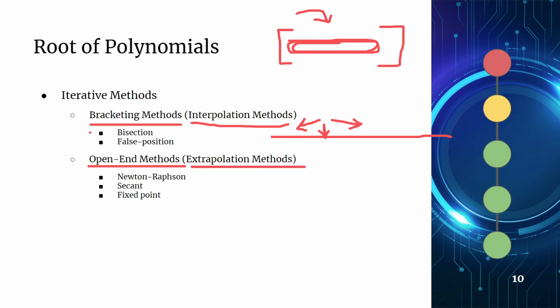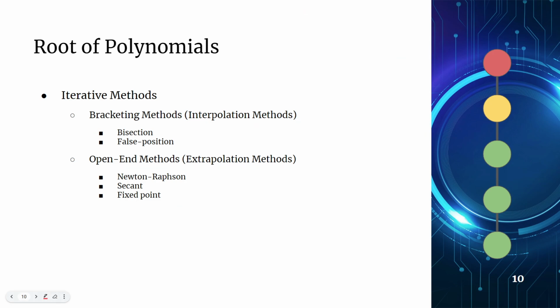Among interpolation methods, we will be studying two methods, bisection and false position. Among open-end methods, we will be studying three algorithms: Newton-Raphson, secant, and fixed point iteration. A good to know intuition is that there is not much of a difference between these iterative methods, just one line of difference. Other than that, the algorithms work almost exactly the same way. So let us get started.